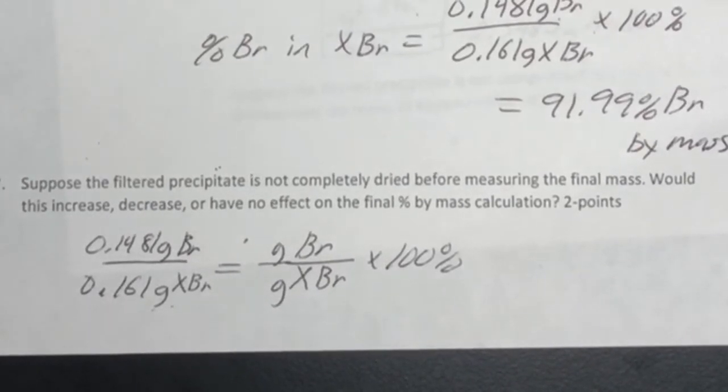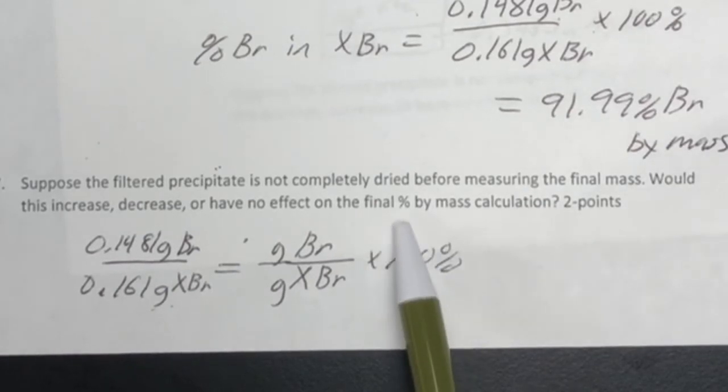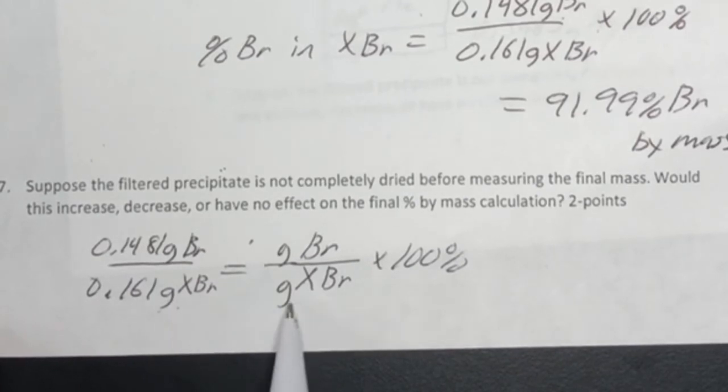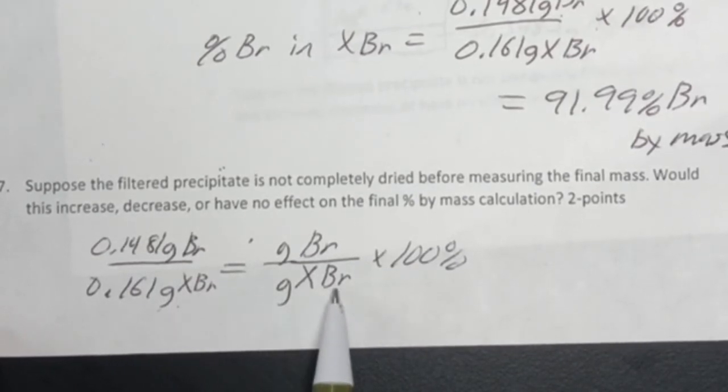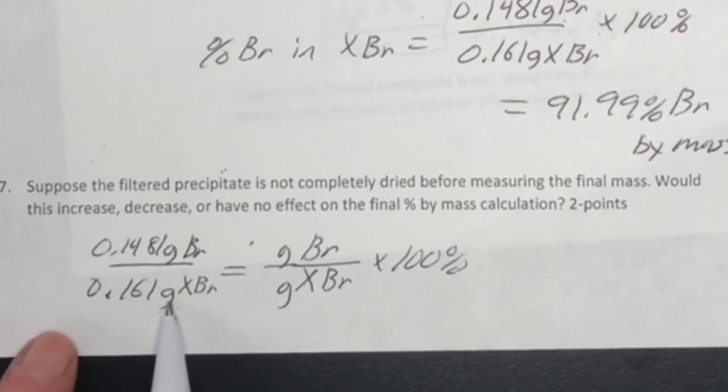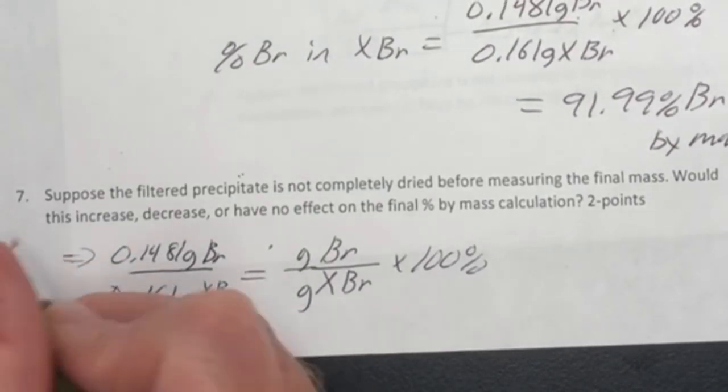Suppose the filtered precipitate is not completely dried before measuring the final mass. Would this increase, decrease, or have no effect on our final percent by mass calculation? So let's reason this out using our formula for percent by mass. We have the grams of Br divided by the grams of XBr, times 100%. Here's XBr. That was given originally. Here's our mass of Br that we got indirectly by determining the mass of the precipitate. So this comes from the precipitate.